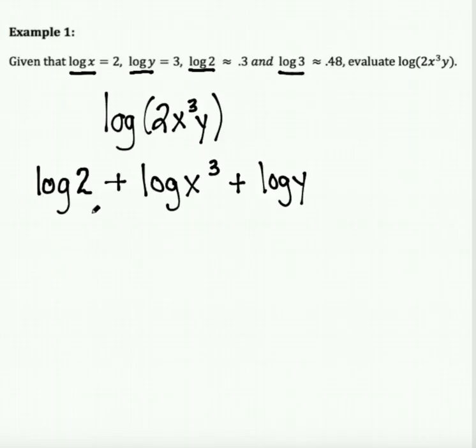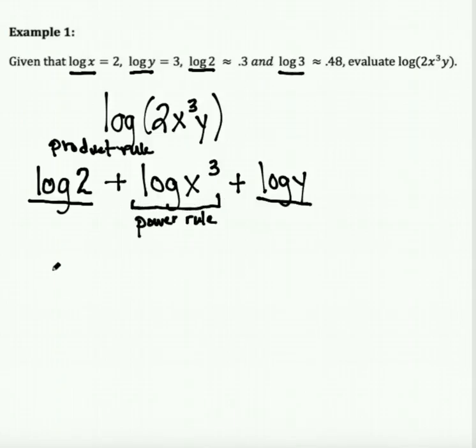Now, if you look up top, I know the value of log of 2. I also know the value of log of y. But in between, we have log of x cubed. So here, I don't have a log of x cubed up there. I have a log of x, but I don't have a log of x cubed. So we have to use the power rule. Okay, so I'm going to go back up here. We use the product rule first to separate them. Now we're going to use the power rule on this middle term here.